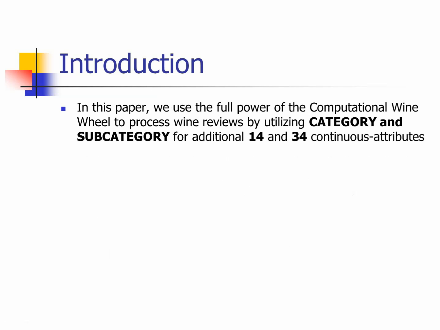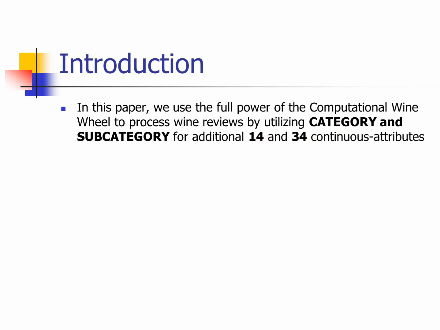In this paper, we want to use the full power of the computational wine wheel. If you recall, the computational wine wheel actually has four columns: category, subcategory, exact words, and normalized terms. Previously we only used the third and the fourth columns. We never used the information stored in the first column, which is category, as well as the second column, which is subcategory. There are 14 categories in the computational wine wheel, and 34 subcategories. If we use this information, we can gain 14 new attributes from the category and 34 new attributes from the subcategory.